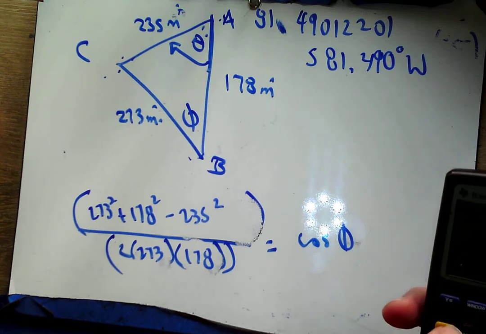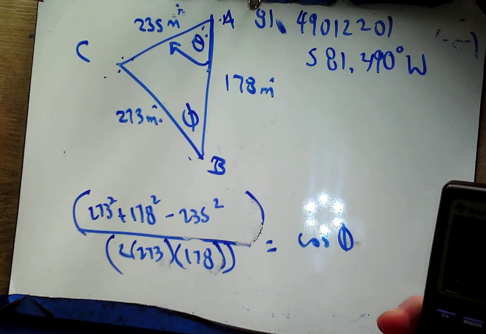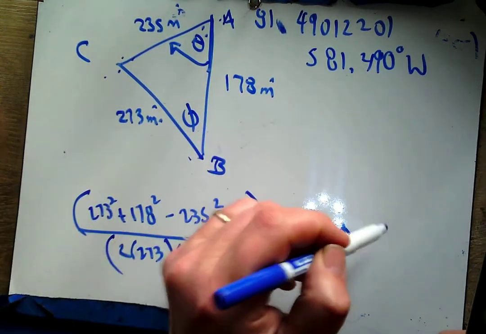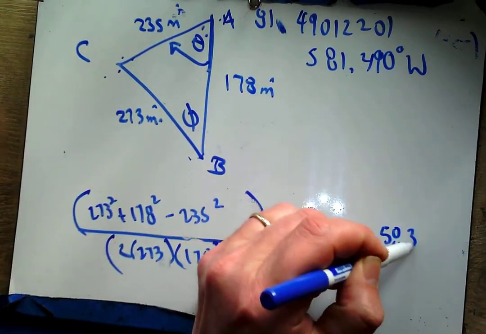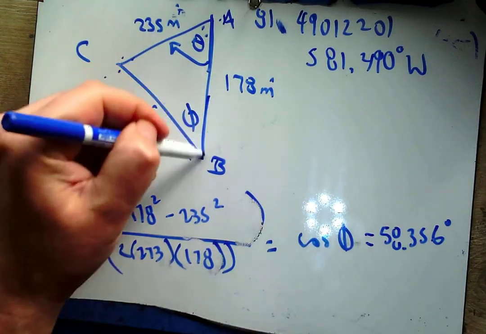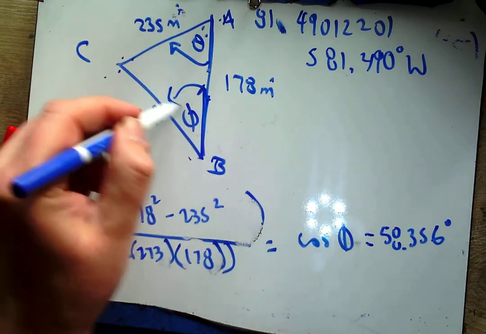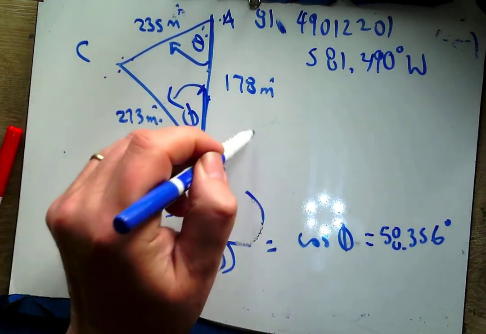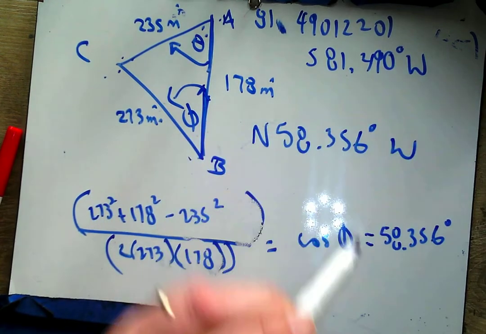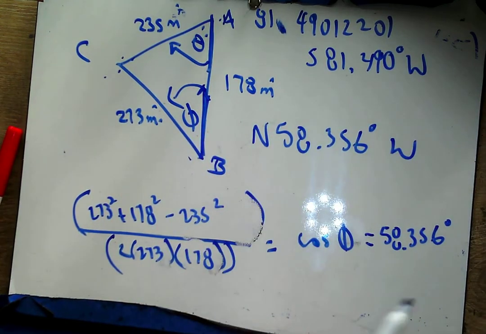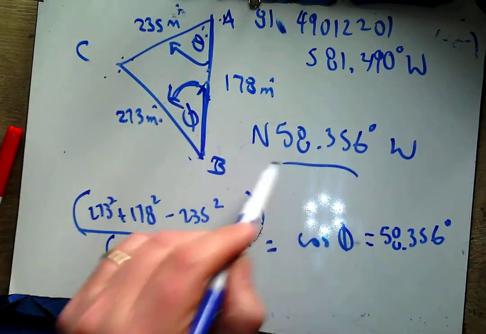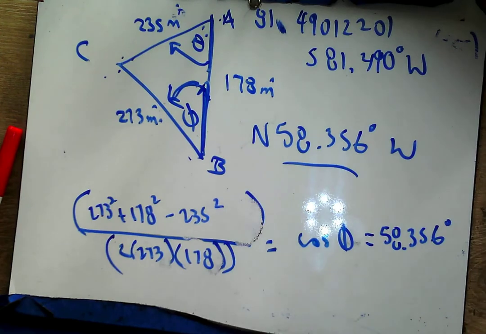If I do inverse cosine of that angle, I end up with 58.356 degrees. And so what's my bearing? Well, now my bearing is north that many degrees, so we're going to say north 58.356 degrees west. And that's going to be the bearing from town B to town C. Got to go north that many degrees west.